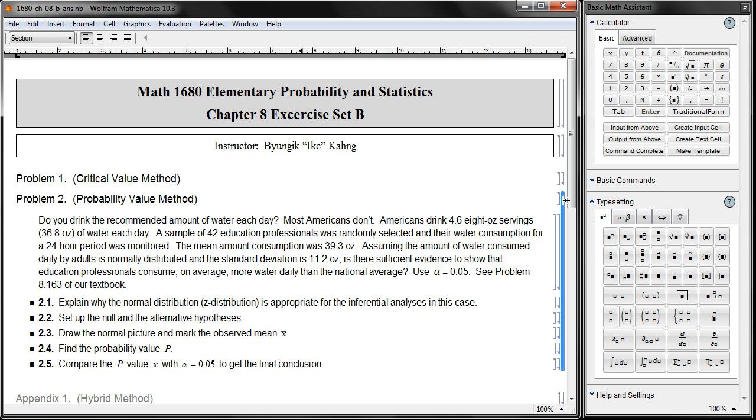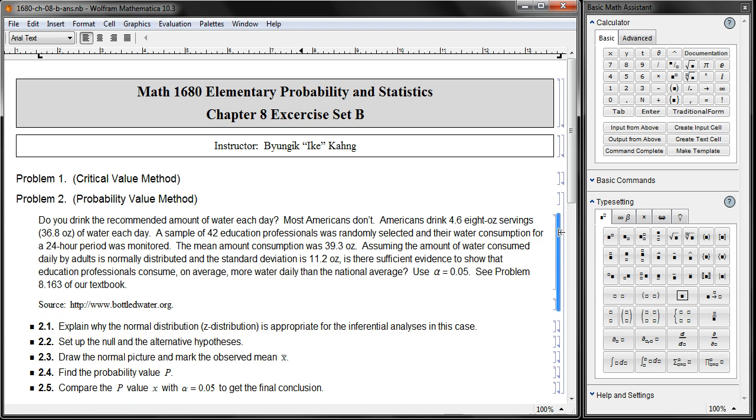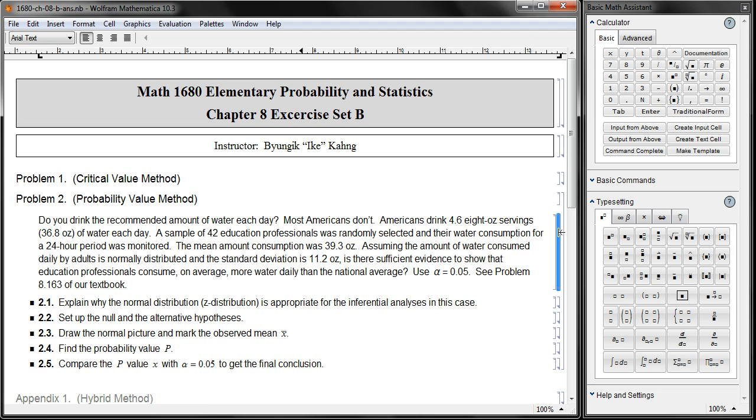Assuming the amount of water consumed daily by adults is normally distributed and the standard deviation is 11.2 ounces, is there sufficient evidence to show that education professionals consume, on average, more water daily than the national average? Use alpha value as 0.05. This problem came from our textbook, 8.163. And here's a source from the problem as a matter of fact.